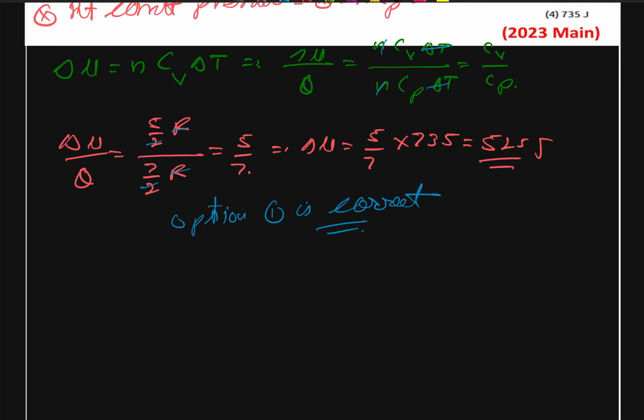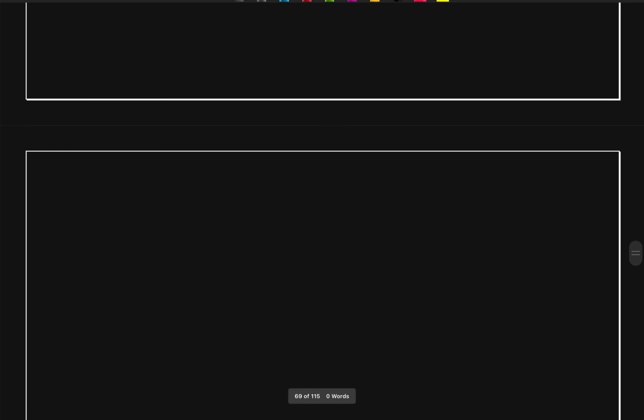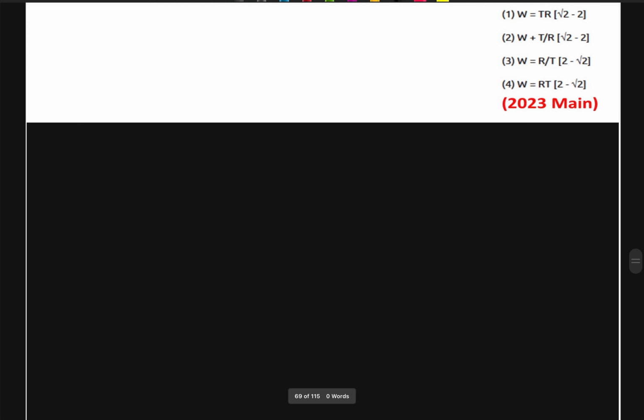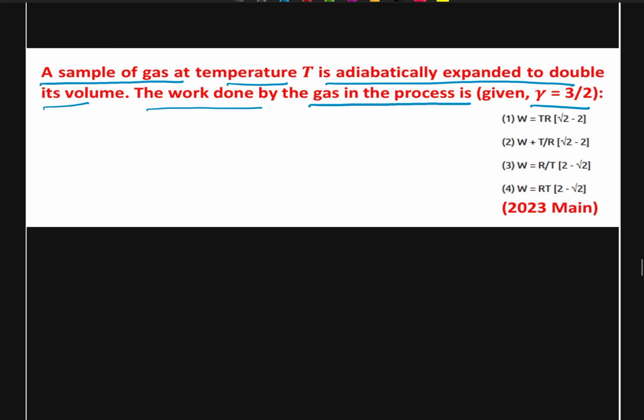Next question. It states that a sample of gas at temperature T is adiabatically expanded to double its volume. The work done by the gas in this process is asked, gamma is 3/2. So we have an adiabatic process.